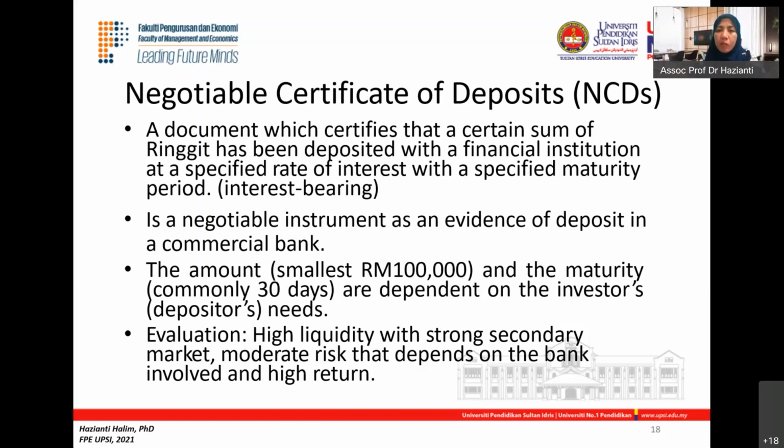This is the document, bank kata okay, orang ni ada duit 1 million dekat bank dia sekarang. Rate of interest dia sekian-sekian, maturity sekian-sekian. So ini adalah evidence of deposit at a commercial bank. So bukti kita ada simpan duit dekat bank, tapi the amount, the smallest is 100,000. Okay, the smallest amount, maknanya kita boleh bagi NCD, okay, this NCD, the minimum is 100,000. So the maturity commonly 30 days, 1 month, dependent on the investors or the depositors need.